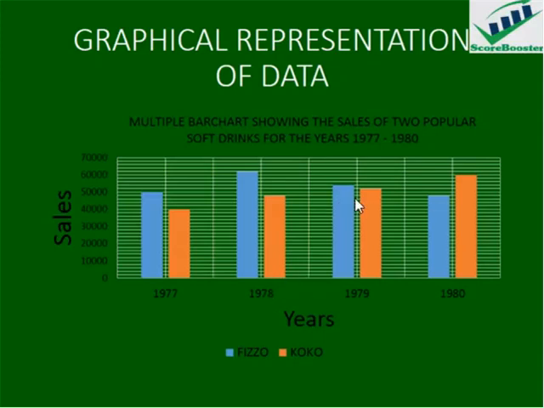And we do the same thing for the year 1979 and 1980. So these years are the main group, and Fizzo and Cocoa are the subgroup of each year. So that is what I said. Multiple bar charts show the main group and the subgroup. So this is what we call a key or a legend, for you to know what we are talking about. Fizzo is color blue and Cocoa is the peach color. So that is all about a multiple bar chart. So we move to the third one.